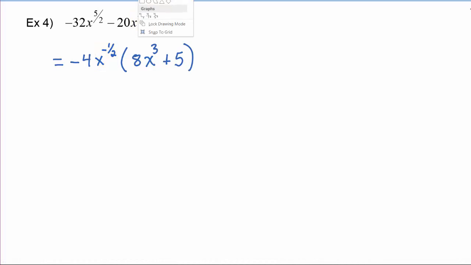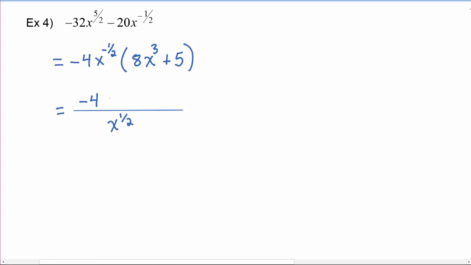The only thing left to do is get that negative exponent into the denominator. So the negative 4 stays in the numerator. The x to the negative 1/2 moves to the denominator and becomes x to the positive 1/2. And then the quantity 8x cubed plus 5 stays in the numerator. And there's our solution.